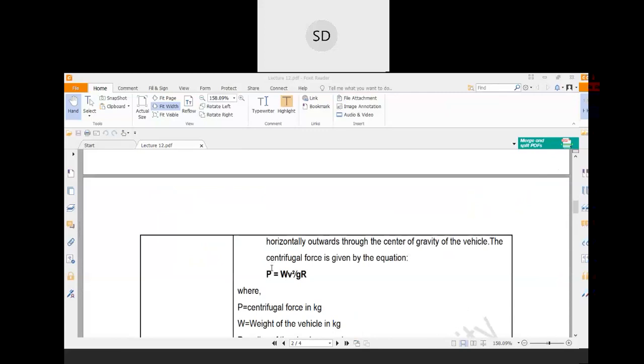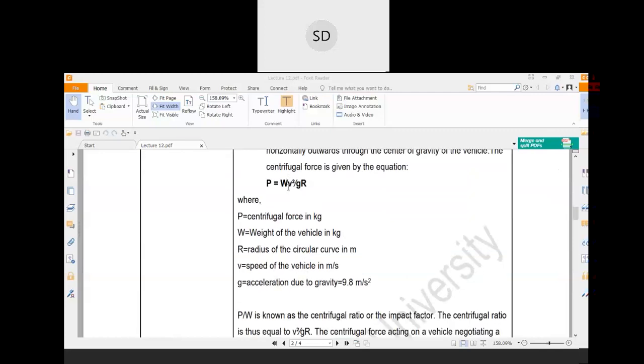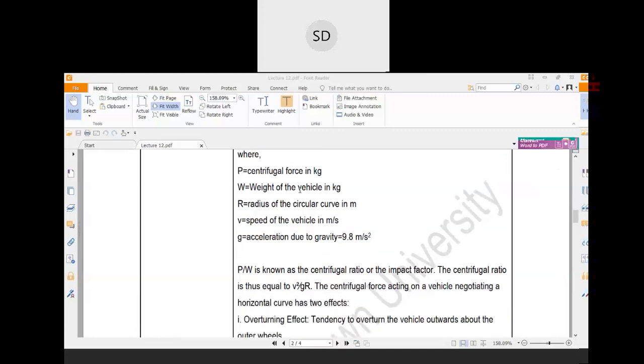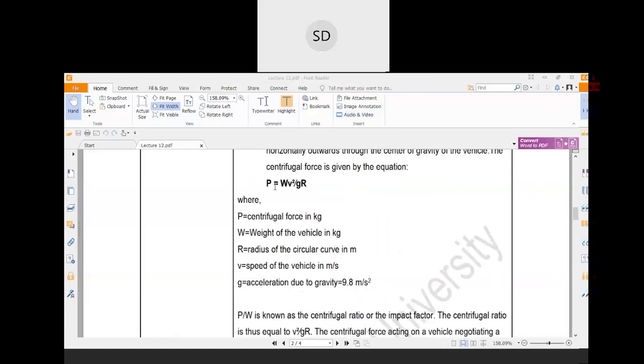So this is the centrifugal force P equal to W V square by GR, where W is weight of the vehicle, V is speed of the vehicle in meter per second, G is gravitational acceleration, and R is radius of the horizontal curve. Now this P by W, as we discussed, is known as the centrifugal ratio or impact factor. This centrifugal ratio is equal to V square by GR. So from that equation you got P equal to W V square by GR, so your P by W equal to V square by GR, and P by W is called centrifugal ratio or impact factor.